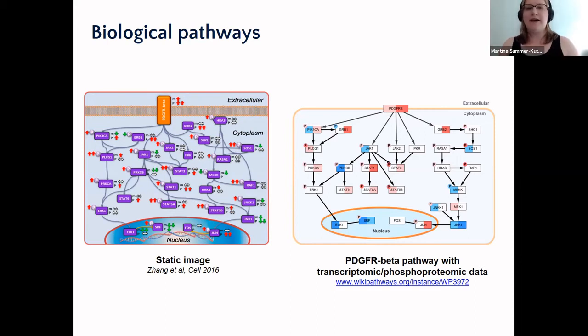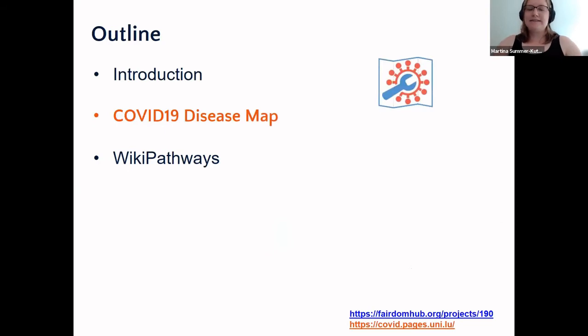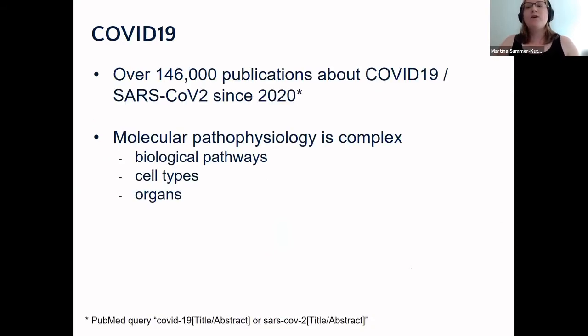So making these machine readable allows us to do a lot more with them. And this is just visualization, but we can do even more than that. And this is also exactly what we did in the COVID-19 disease map project. So since 2020, there are over 140,000 publications about COVID-19. And this is just a PubMed query. I'm sure there are a lot more preprints and other material that doesn't end up in PubMed. So it's a huge amount of publications that turned up.